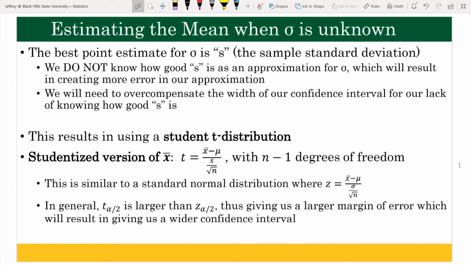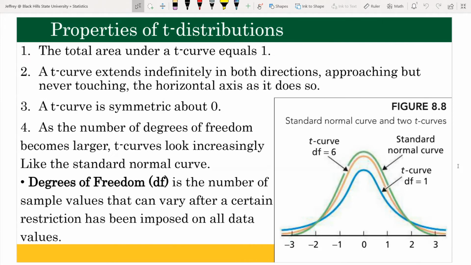Now, the student t distribution has some similarities with the standard normal distribution. However, the biggest difference is the degrees of freedom. So this slide just has a few properties of the t distribution. It is still a density curve. The area under the curve equals 1. It goes from negative infinity to positive infinity. It is also symmetric, similar to the standard normal distribution. But what's different is the degrees of freedom. And the degrees of freedom is the number of sample values that can vary after a certain restriction has been imposed on all data values. So for the degrees of freedom in this section, the degrees of freedom will end up being n minus 1.